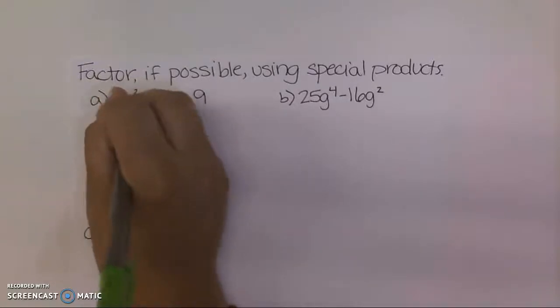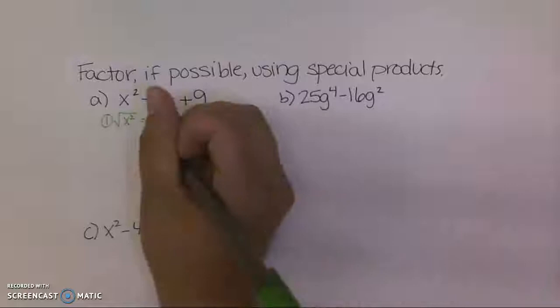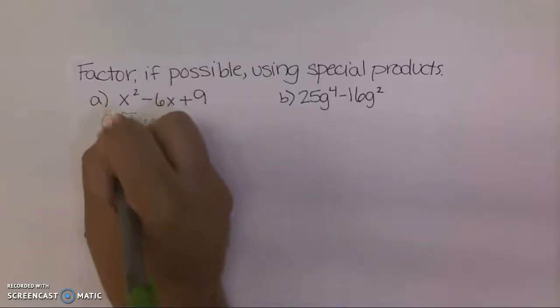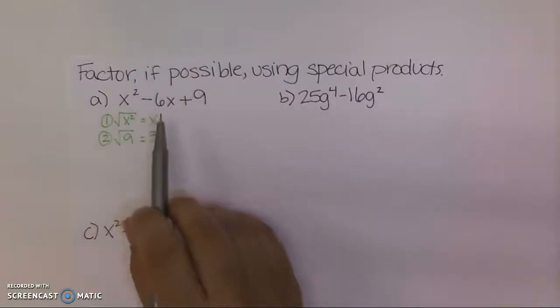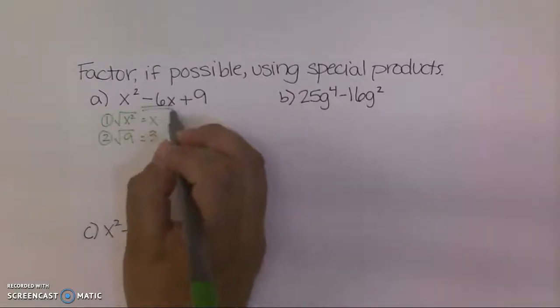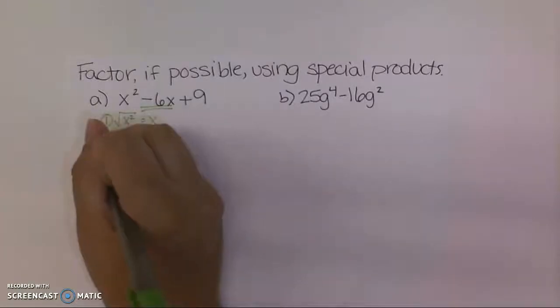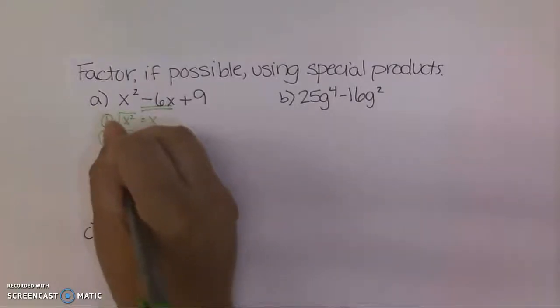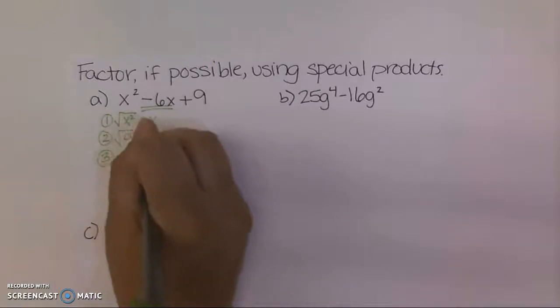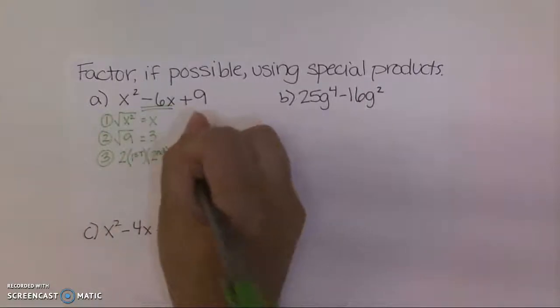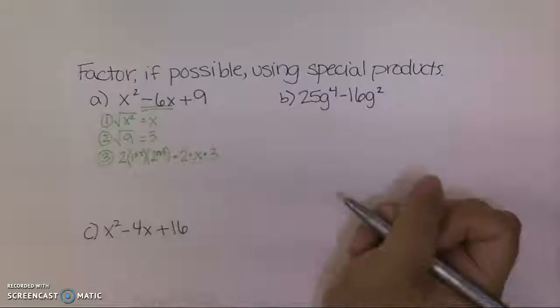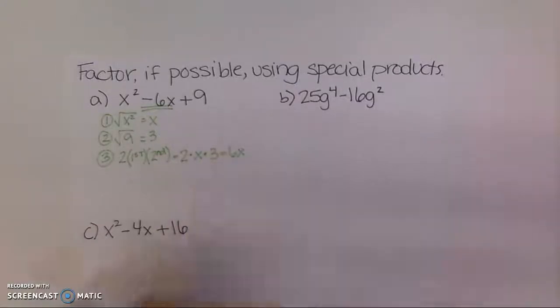If I find the square root of x squared, is that possible? Yeah, it's x. Is it possible to find the square root of 9? Yeah, that's 3. And now to identify if this is a special product, specifically if it's a perfect square, I need to make sure that this linear term is the correct linear term. In order to do that, if you remember, that linear term should be 2 times the first times the second. So I'm going to check. 2 times the first times the second would be 6x. So yes, this is going to be a perfect square.